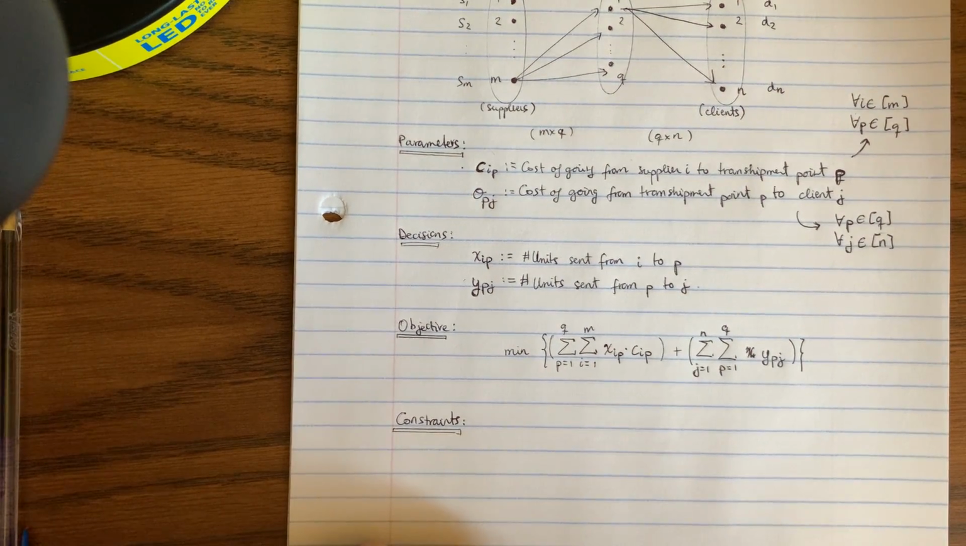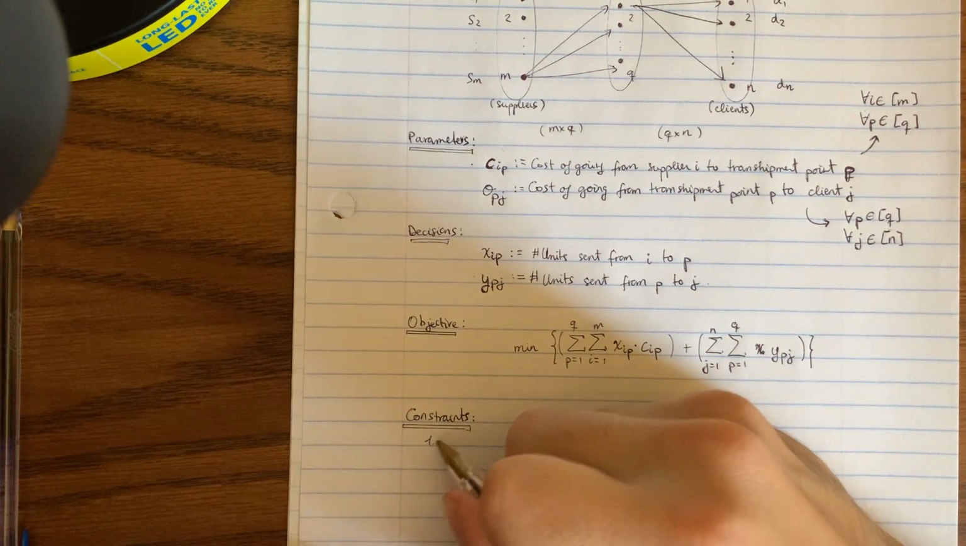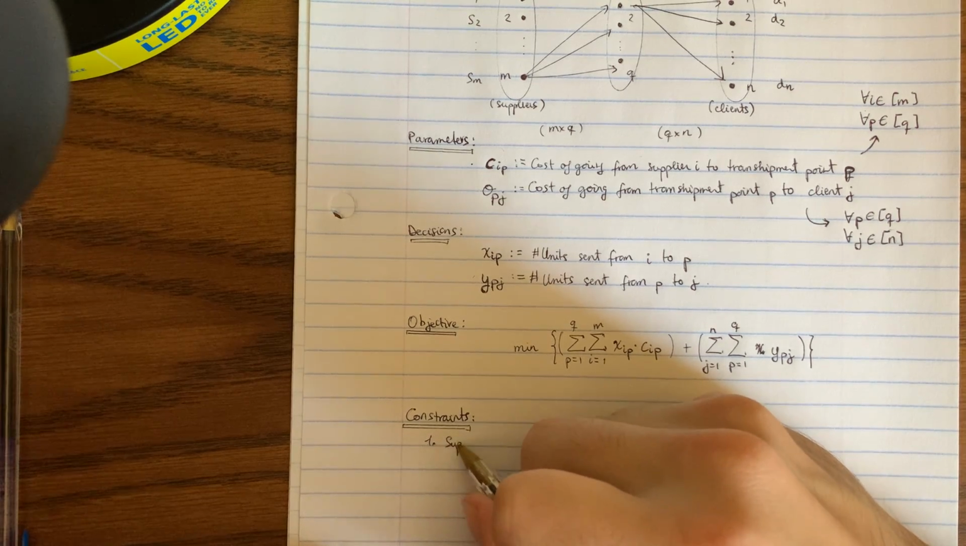So let's just say the very first thing. Supply and just supply. Supply constraints.